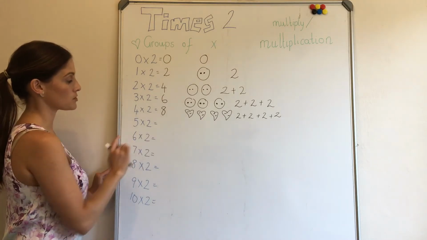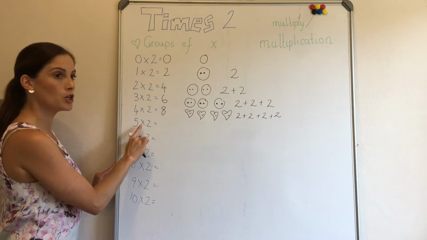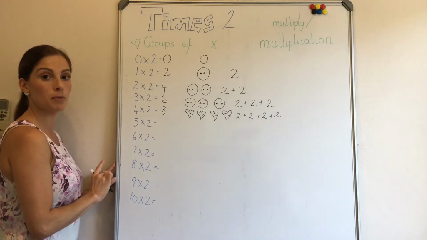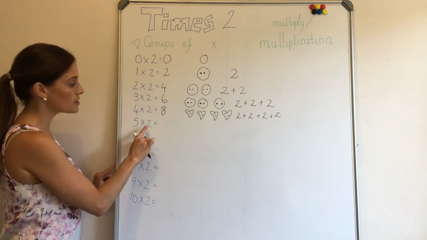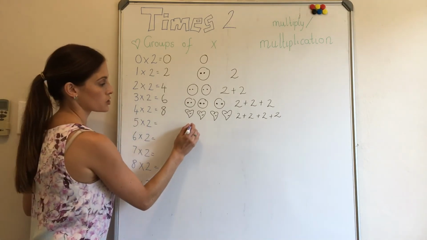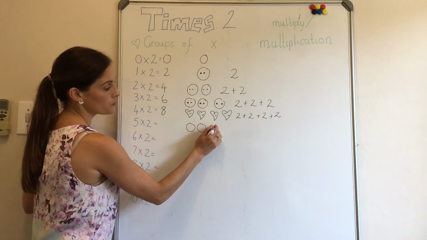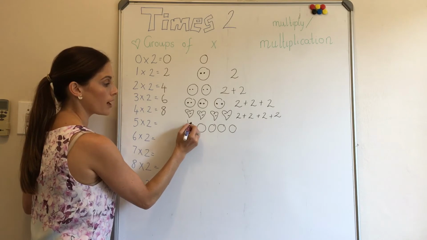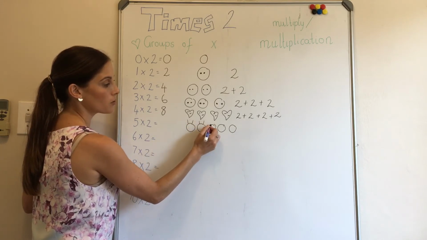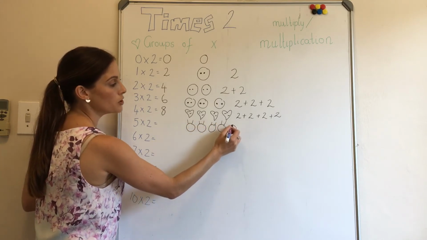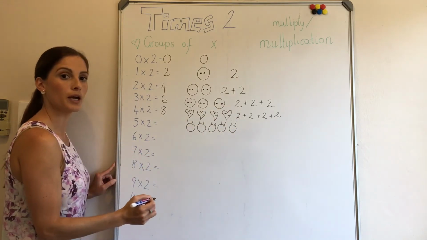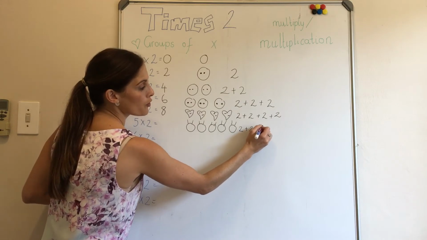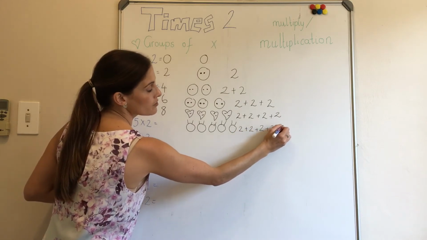Let's go to 5 times 2. So remember, it means 5 groups of 2. So you might have 5 little friends come over to play, and they're each going to eat 2 suckers. So you've got 5 groups of 2. Okay, we're going to do our plus sum.